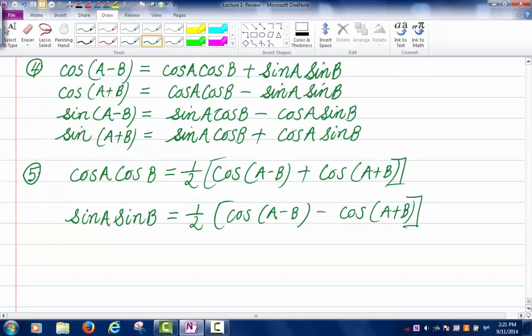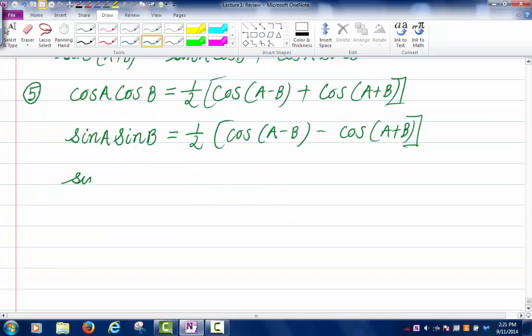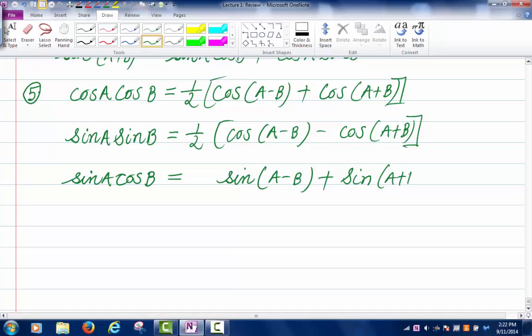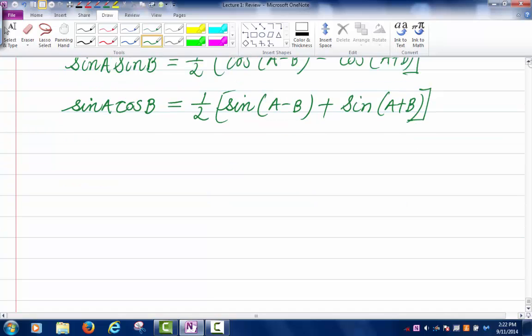Last one. Sine A times cosine B. What would that be? Well, you basically add the third and the fourth equations. So you get sine of A minus B plus sine of A plus B, and then you divide by 2, and that's going to give you that. You're going to use this extensively in Calc 2 for sure. We are going to use it a little bit also.